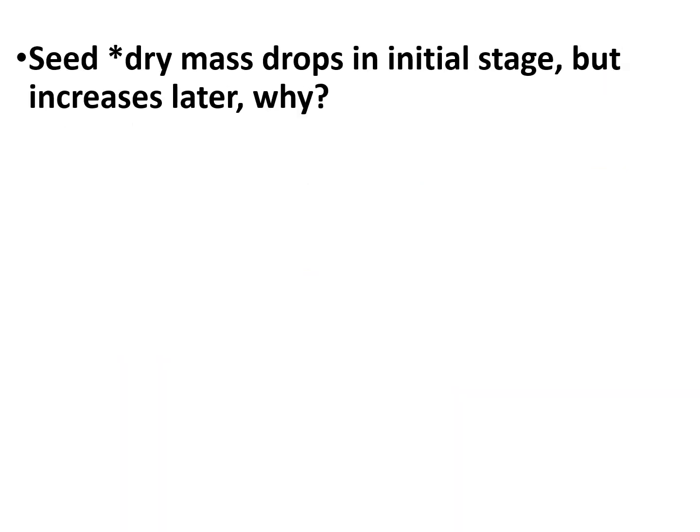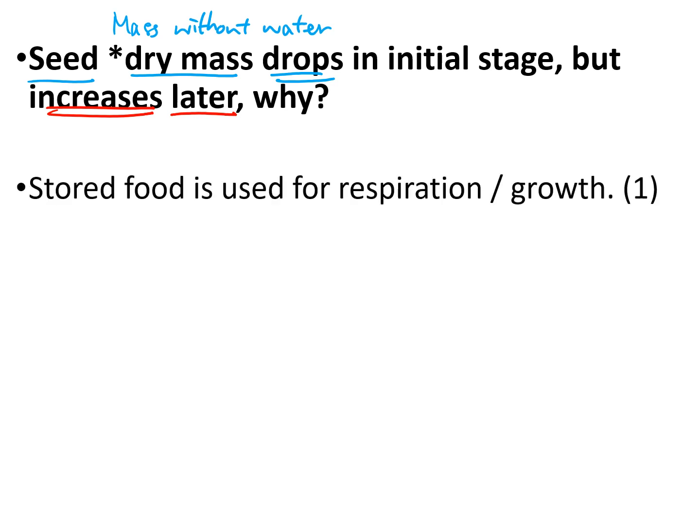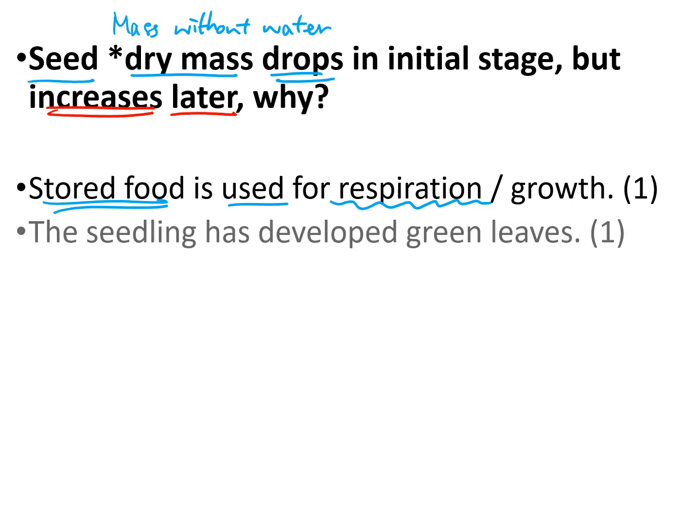Last question of this lesson. The seed dry mass, that means the mass without water, totally dry, drops in the initial stage, but later on, the dry mass increases. Can you explain why? Let's explain why the dry mass first drops. This is because the stored food, the stored starch inside the cotyledon, is used up for respiration. And then why would the dry mass later on increase? Because the seedling develops green leaves.